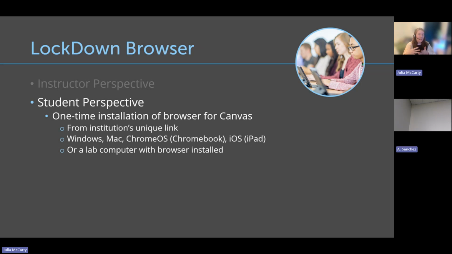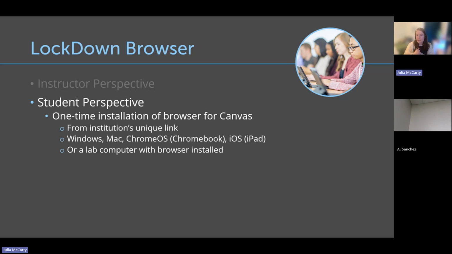And students will need to do this from your institution's unique download link. So they can't just search and Google a generic version of LockDown Browser. They need to install it via your institution's unique link. And you can provide that link to students directly, or they can find it on the very first exam they take within Canvas that requires LockDown Browser. That link is built right into the integration.